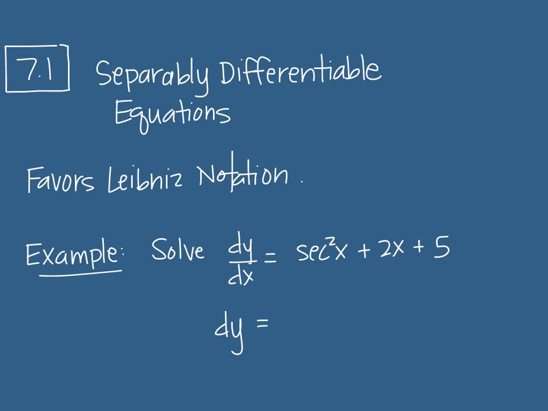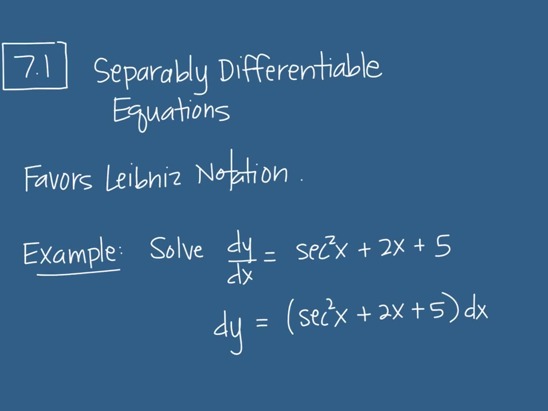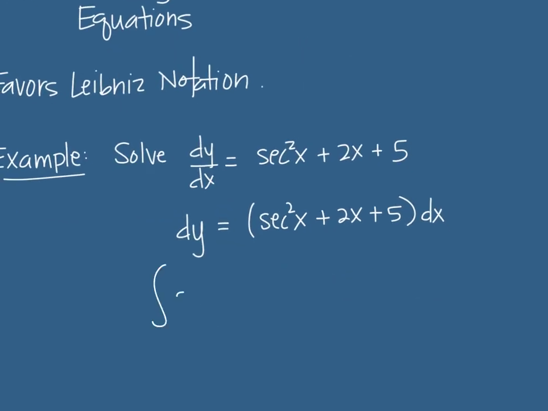So dy is separated from dx, and dx is moved to the other side. So we separate, followed by integrate. Once you've done the separation, then we integrate the dy side, and we integrate the parentheses side, dx. And then we just integrate each piece as we go.